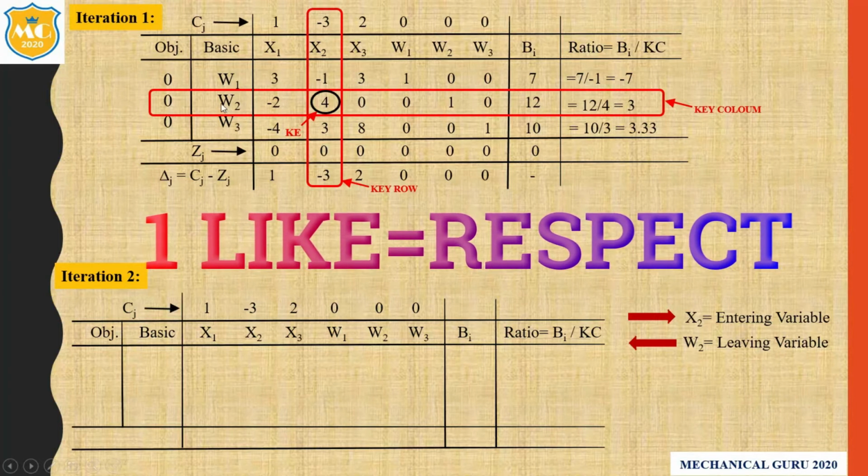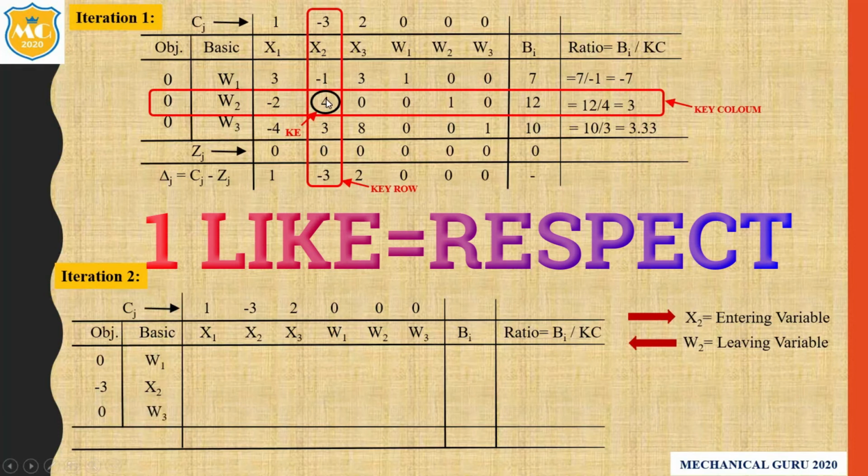So first we have to replace this value. So 0 and w2. In that we have to write down minus 3 and x2. Remaining variables, that is w1 and w3, as it is. Similarly cost as it is.